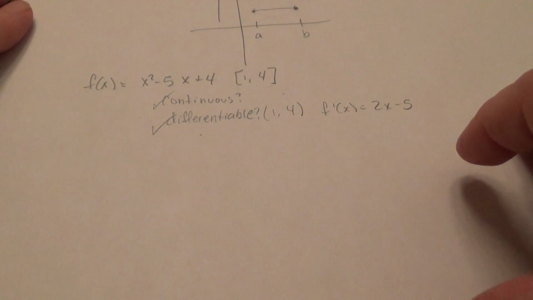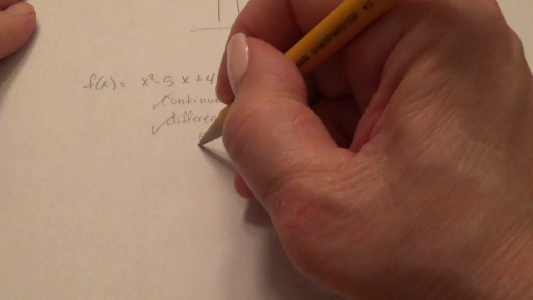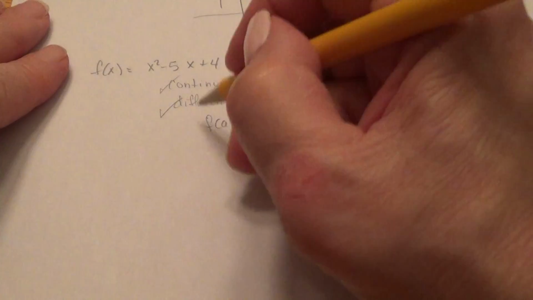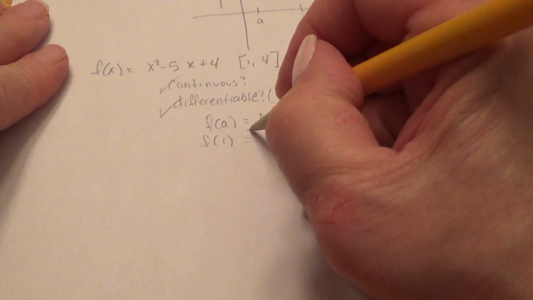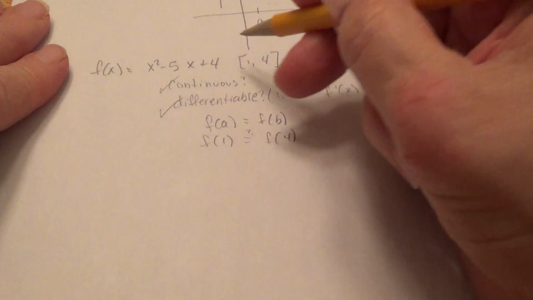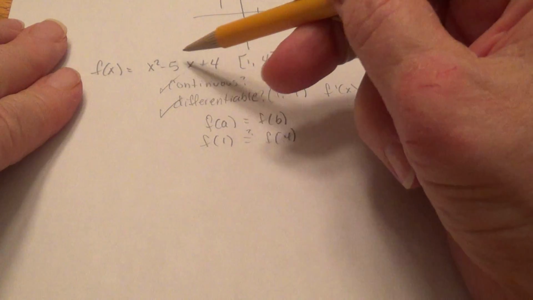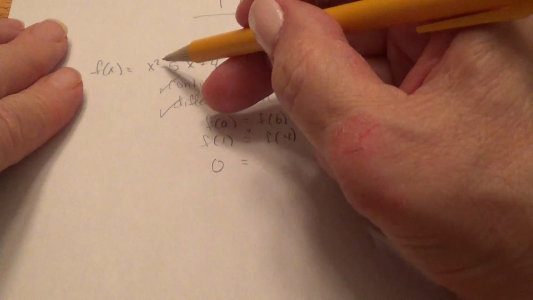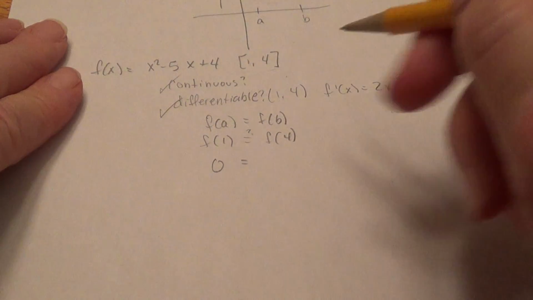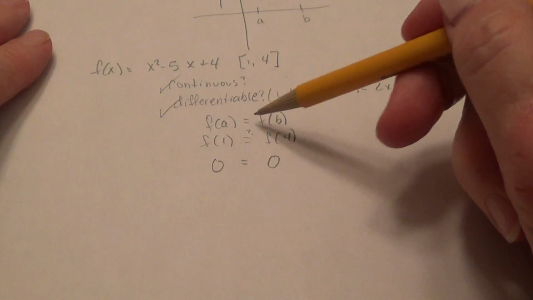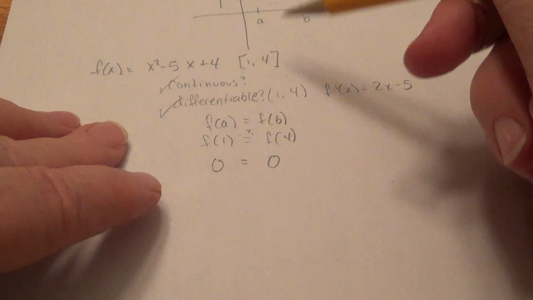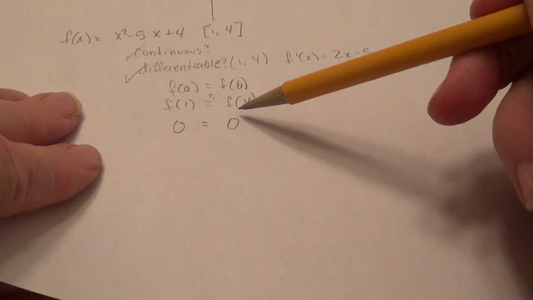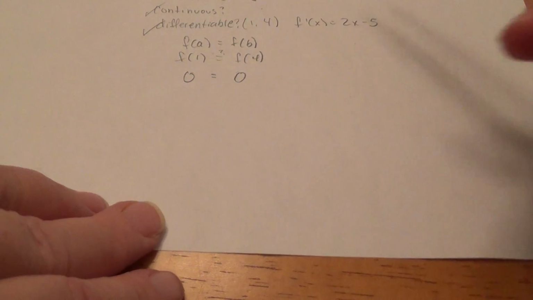So now we just have to see if f of a equals f of b. In this case, does f of 1 equal f of 4? Well, if you plug 1 into this expression, you get 1 minus 5 plus 4, which is 0. And when you plug 4 in, you get 16 minus 20 plus 4, which is also 0. Now, these do not have to be 0. Like up here, I said f of a was 5 and f of b was 5. They do have to be equal, but they don't have to be 0. This one did turn out to be both equal to 0.